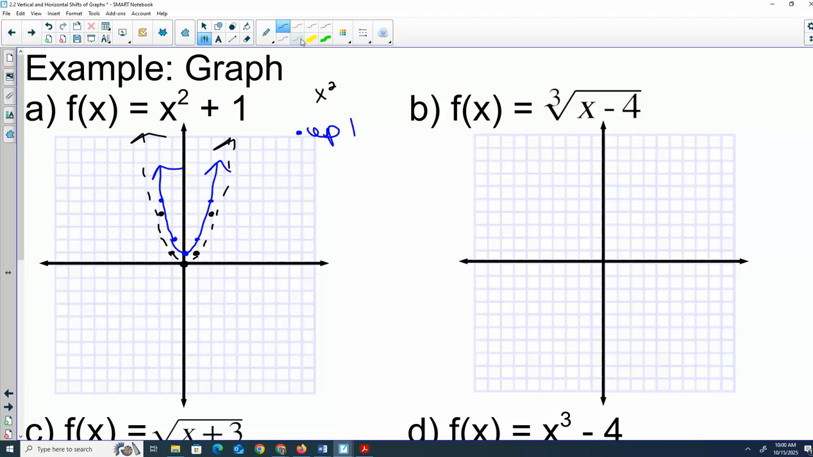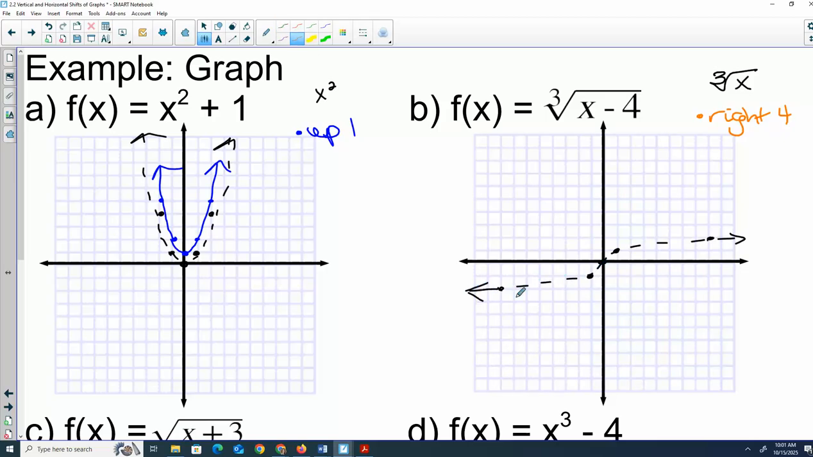On B, what's my parent function? Yeah, it's the cube root of x. My transformation is going to move right 4. So we have to start with our cube root. If you don't remember what it looks like, plug in points. Cube root of 0 is 0. Cube root of 1 is 1. What's another number we can do the cube root of? 8. Cube root of 8 is 2. Cube root of negative 1 is negative 1. Negative 8 is negative 2. Like our sideways chair.